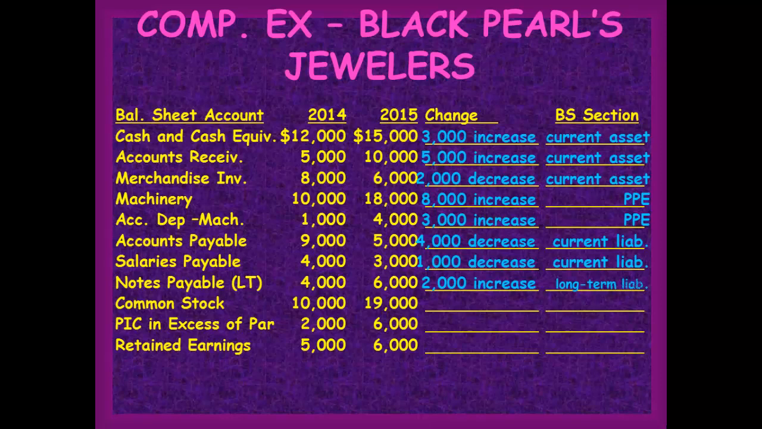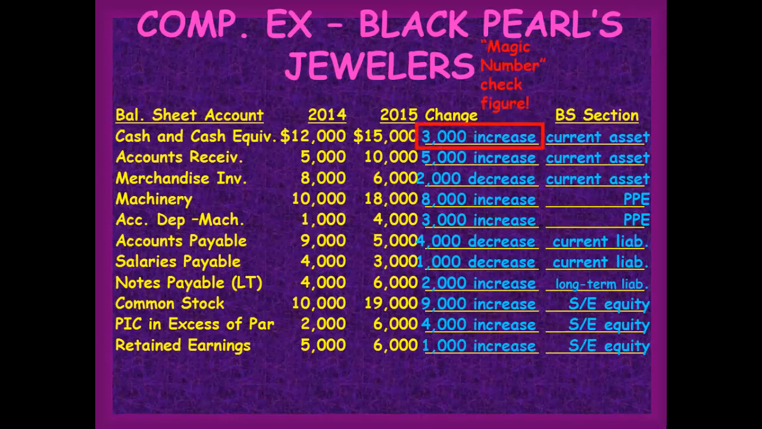Notes payable increased by $2,000, that's a long-term liability. Common stock increased by $9,000, that's part of my stockholders' equity. PIC in excess of par increased by $4,000, that's part of stockholders' equity. And my retained earnings increased by $1,000, part of stockholders' equity. At the top, draw a big box or put a star right there by the $3,000. This is my check figure.